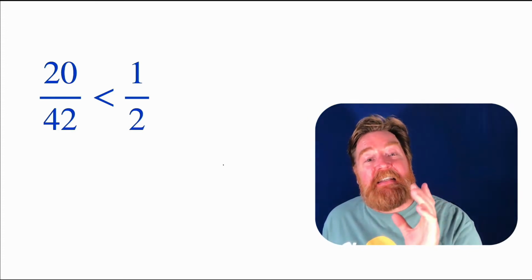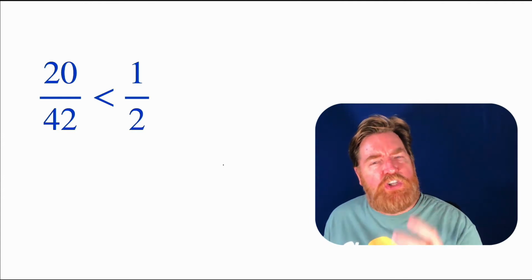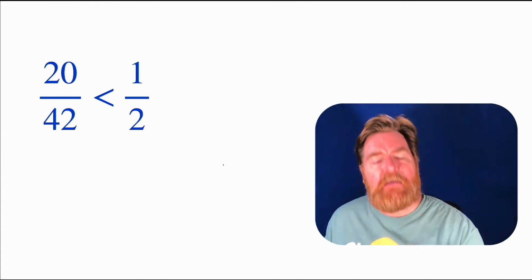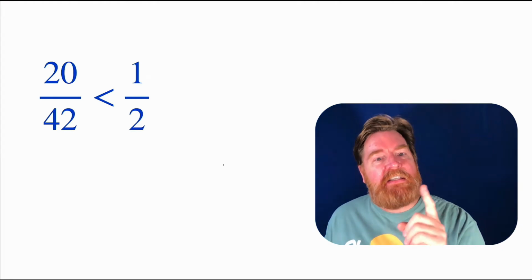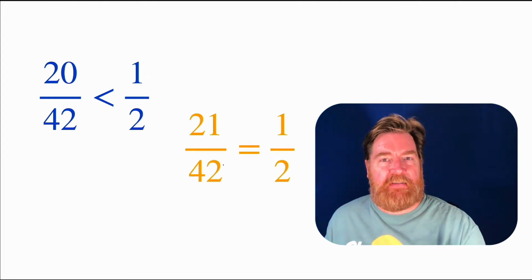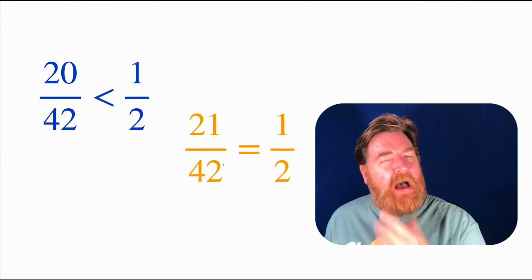20/42 is less than 1/2 because when you're talking 42nds, 21/42 is exactly 1/2. How do you figure that out?